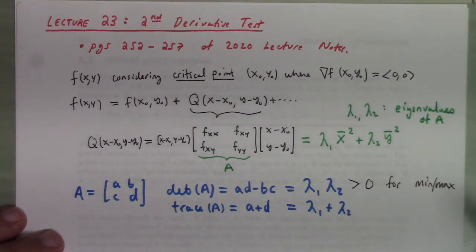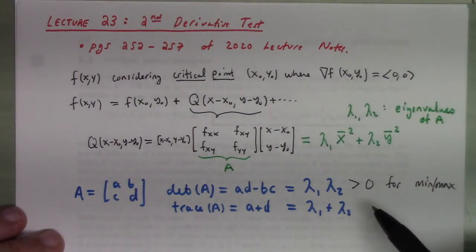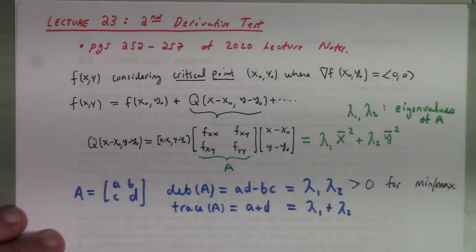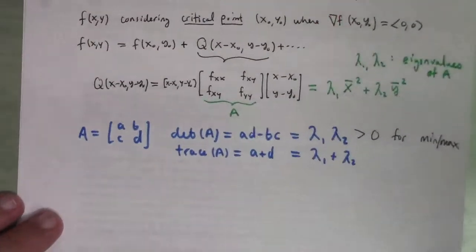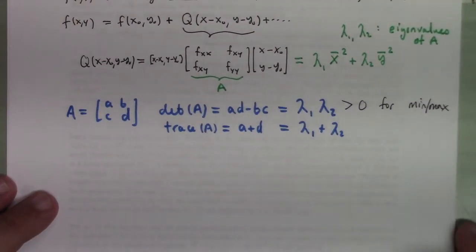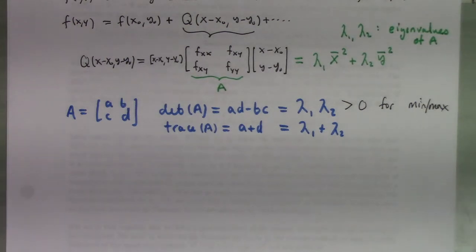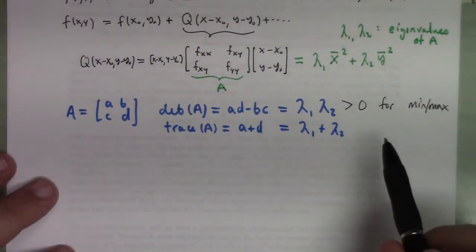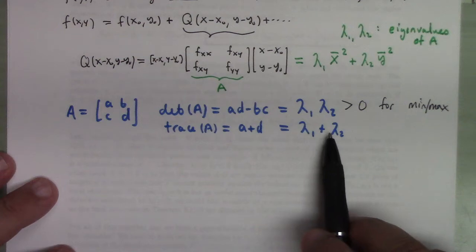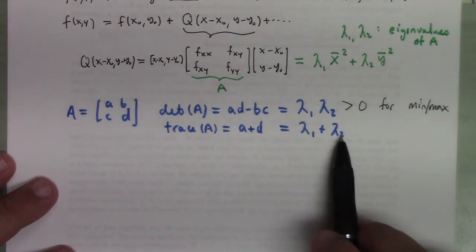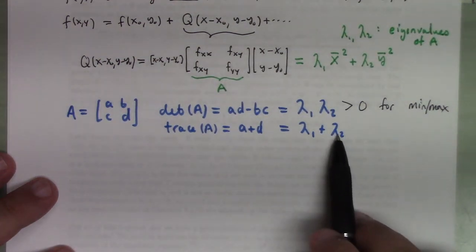And on the other hand, lambda 1 plus lambda 2 equal to 0. Well, I don't know what I can say about that. If they're both positive, this should be positive, right?